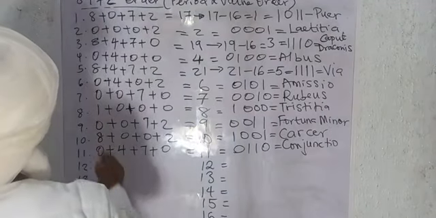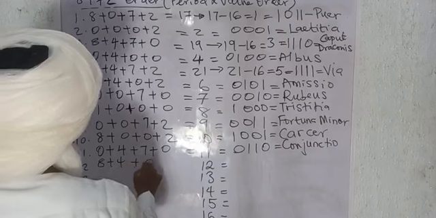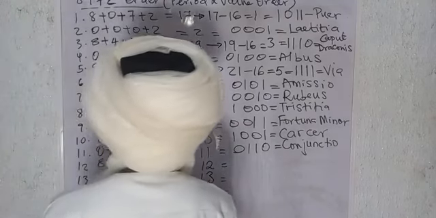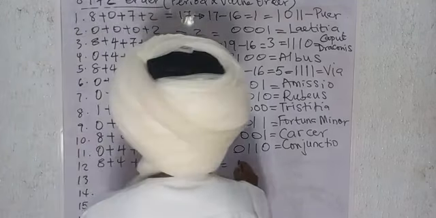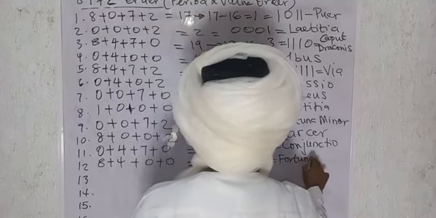Figure 12. What numbers can give us 12 here? 8 and 4. 0 the other 2 levels on the right. So that gives us 12. The figure will now be 1, 1, 0, 0. Fortuna Major.